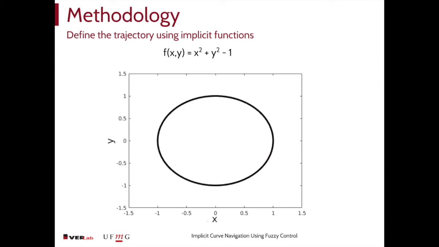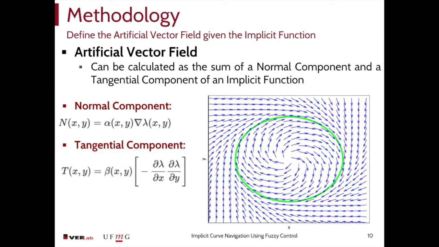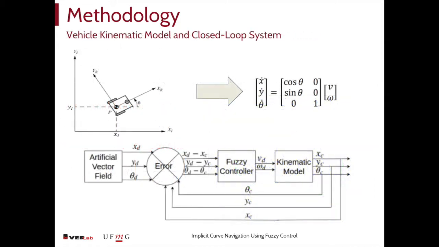In order to solve this problem, our methodology is based on defining the trajectory by using an implicit function, and then calculating its tangential and normal components in order to get its vector field equation. Our robot will be based on a unicycle vehicle model, which is a non-holonomic vehicle. We then define a closed-loop control system, in which the system's input is given by calculating the position error. The error is the artificial vector field desired configuration at a given time t, minus the kinematic model of the vehicle at that same time t. This generates our input signal for the fuzzy controller.